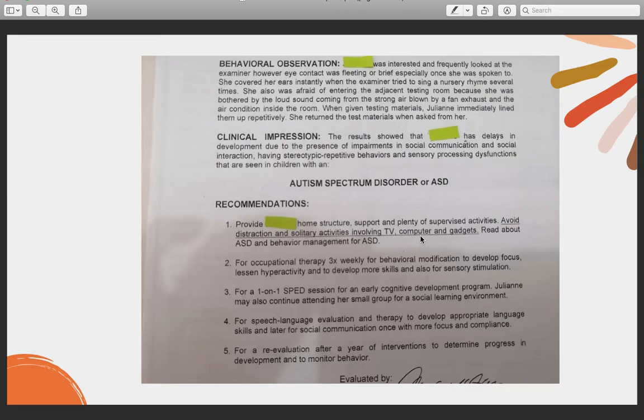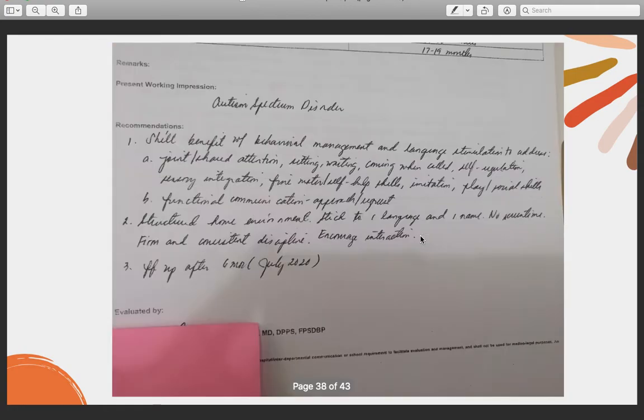So what are the recommendations? Ito yung issues, ito yung concerns. So what are the recommendations? So we can see here that the evaluator has itemized some ideas, strategies that parents and the teacher could do to help the child with ASD. So this one also is for a child with autism, and these are the recommendations.